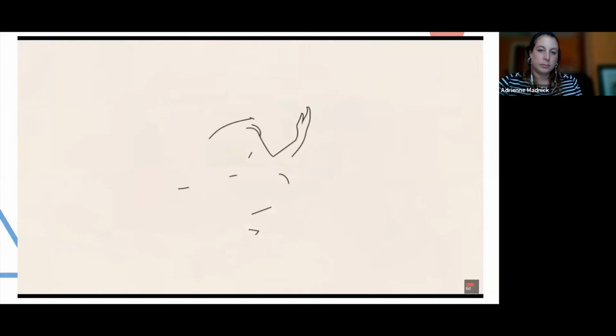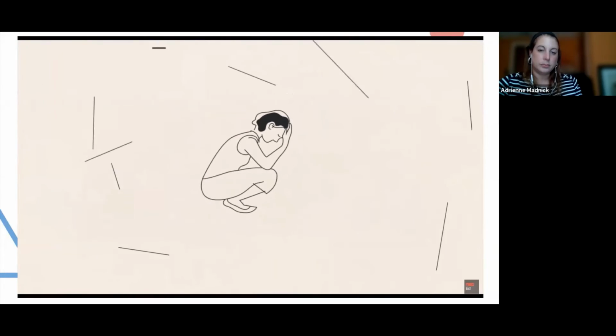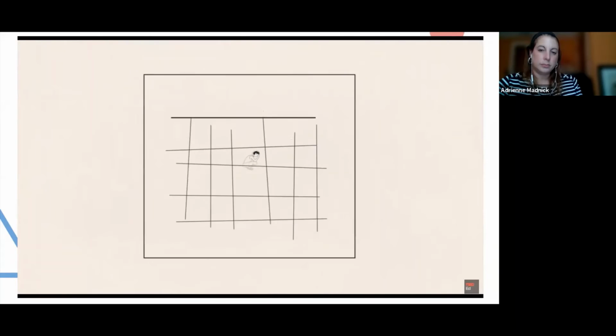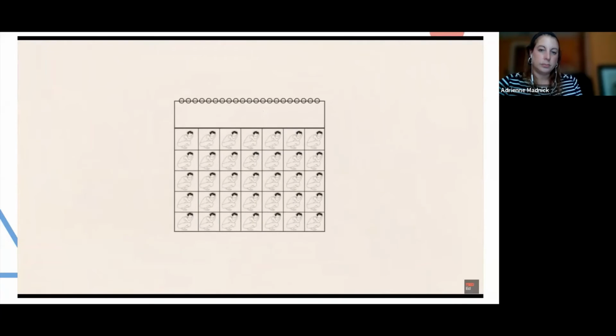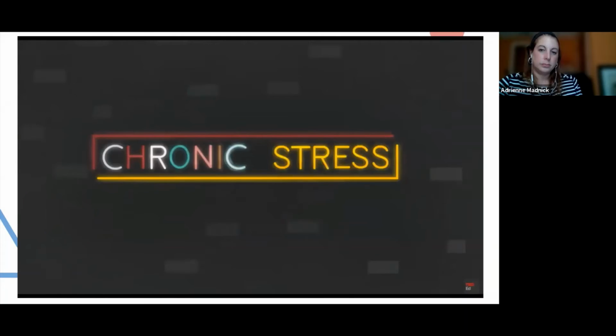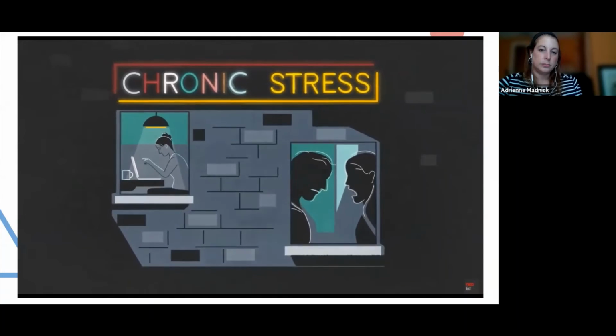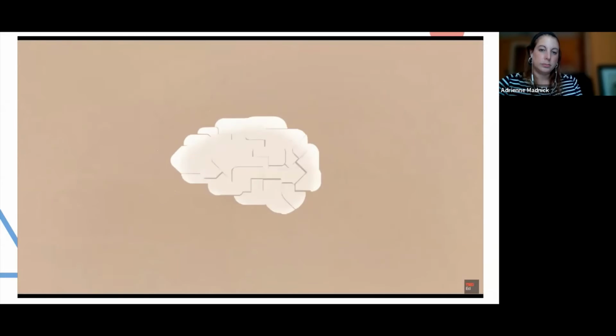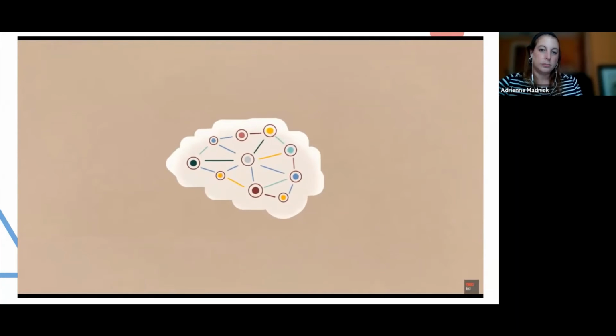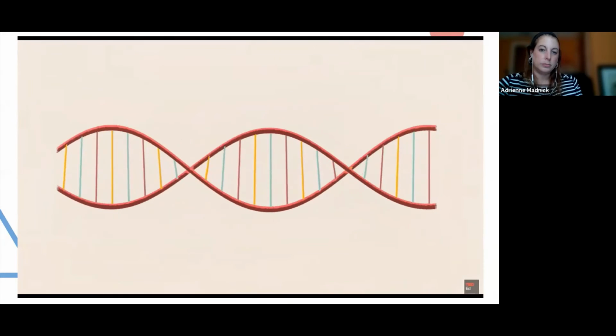But when it's continuous, the kind most of us face day in and day out, it actually begins to change your brain. Chronic stress, like being overworked or having arguments at home, can affect brain size, its structure, and how it functions, right down to the level of your genes.